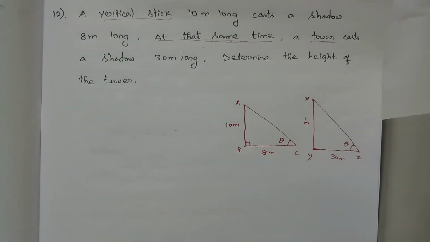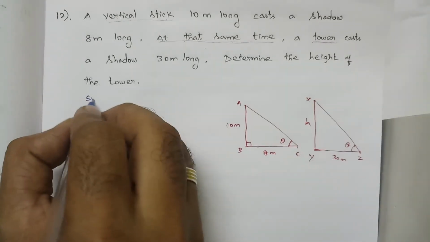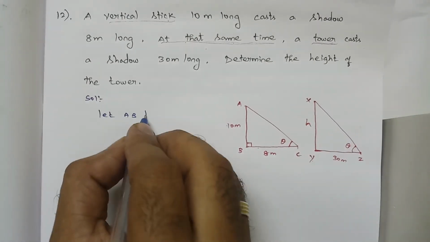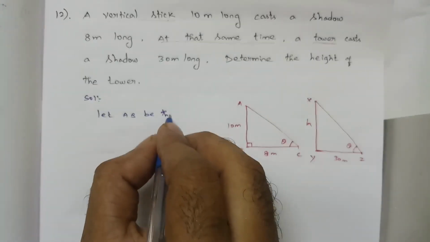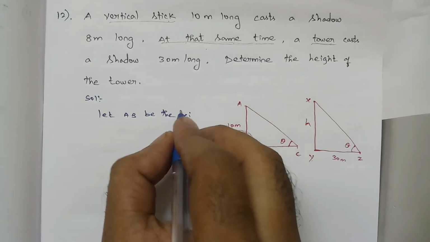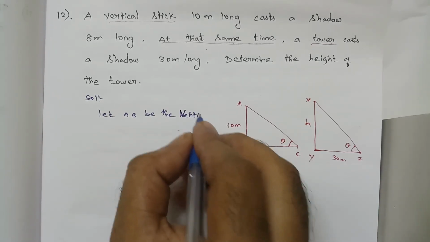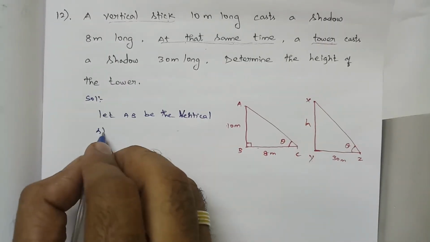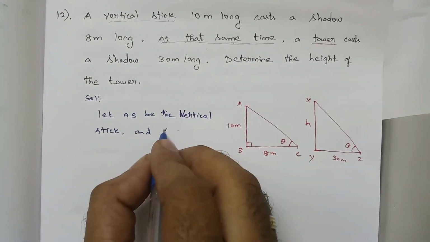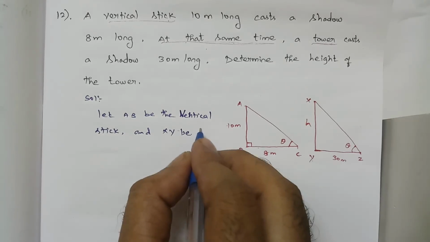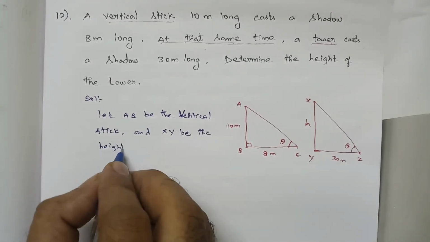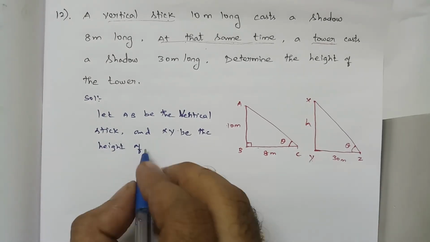Understood? Okay, now I am going to find the solution, right? First, let AB be the height of the stick, the vertical stick. And let XY be the height of the tower, or XY be the tower.